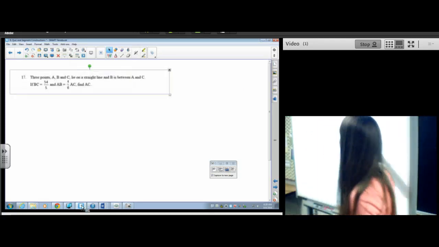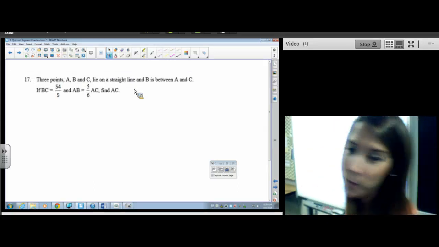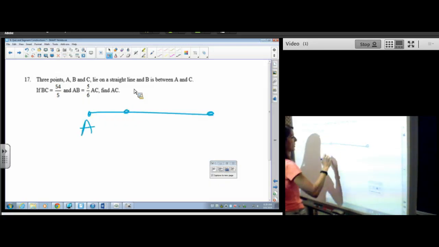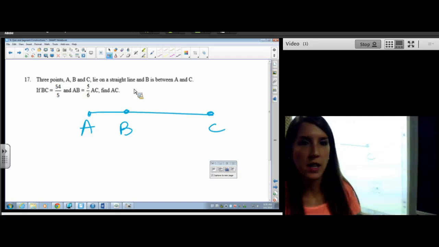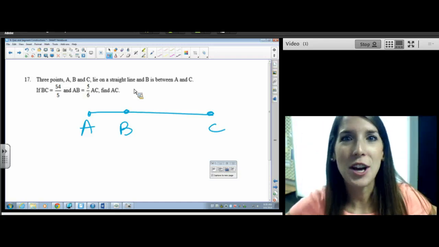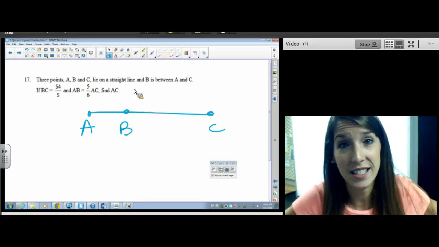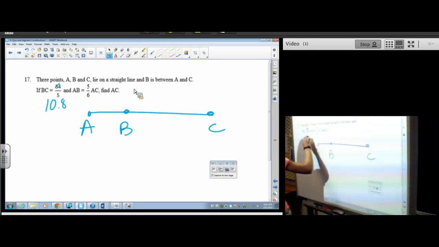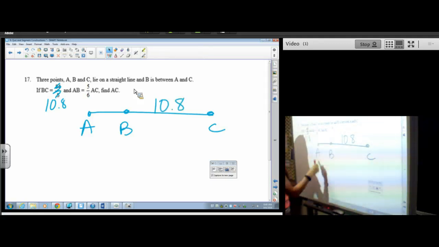17 is really just like 15, except we gave you much uglier numbers, okay? So on this one, we're in the same boat. We've got A somewhere between, we've got B, and then we've got C. BC is 54/5. This was confusing a lot of my students because they thought it was like a ratio, like it's 54/5 of something. 54/5 is not a ratio, it's just a distance, it's a length. So instead I told my students who were struggling with this to write 10.8 because that's what it is. So BC is 10.8. Then it says AB is 5/6 of AC.